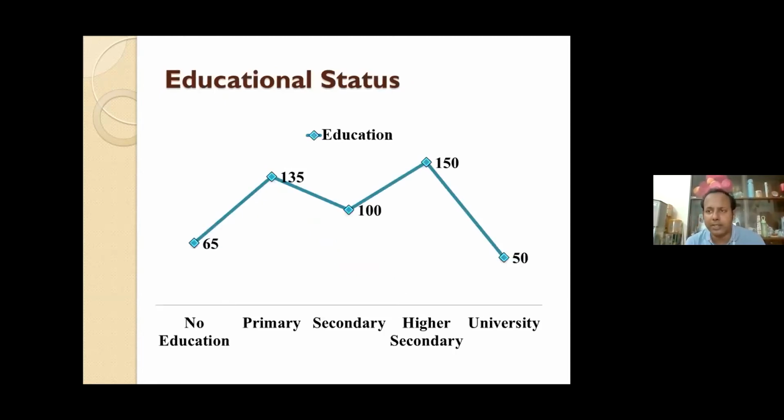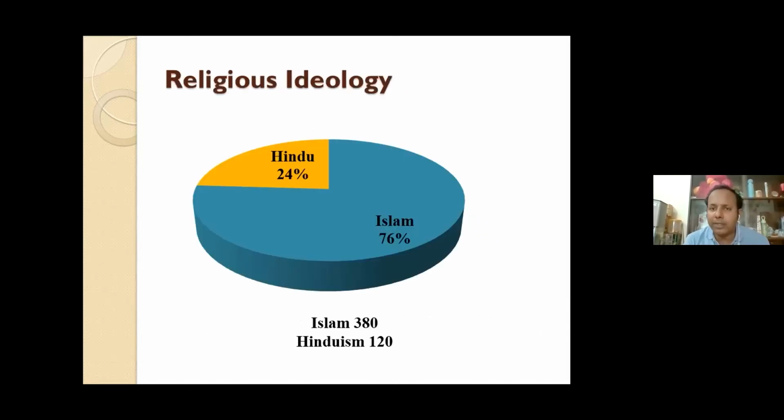If you look at the educational status of the visitors, 65 visitors did not receive any formal education. Fifty respondents have obtained university education or are studying at university level. The maximum number, 150, have completed their higher education. Religiously, in Bangladesh the majority follow Islam, and the second portion follows Hinduism. In the survey, we found that 76% of visitors followed Islam and 25% Hinduism.